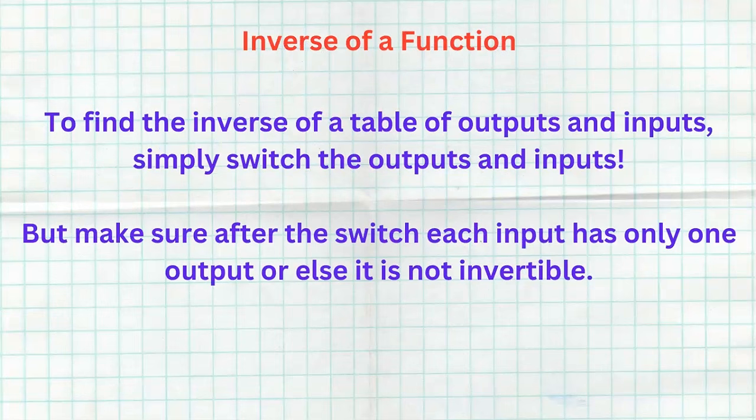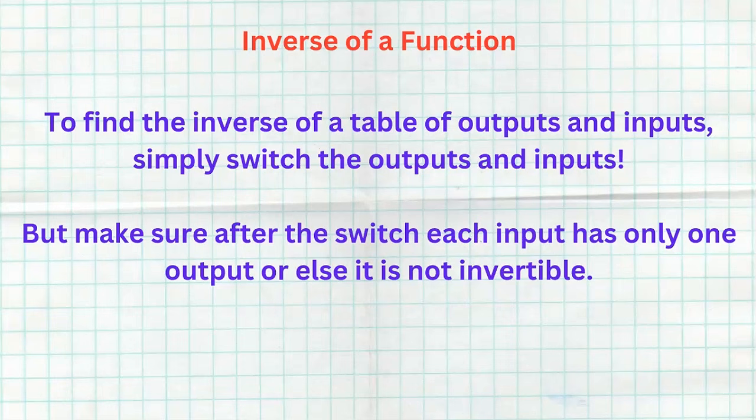All right, up next is the inverse of a function. Now, to find the inverse of a table of outputs and inputs, literally just switch the outputs and inputs. That's it. Take all of your inputs, move them to the outputs, take all of your outputs, move them to the inputs, and now you have the inverse of that function.